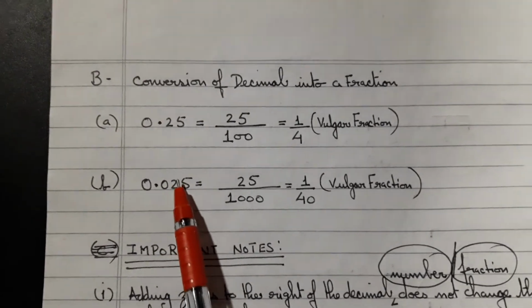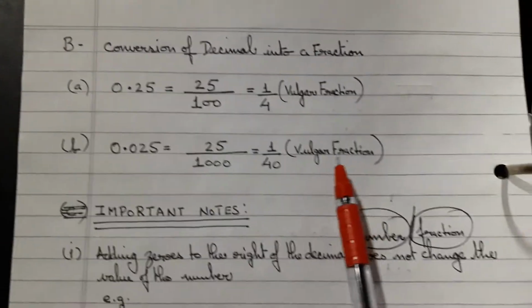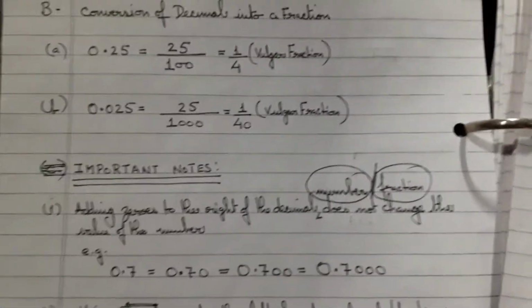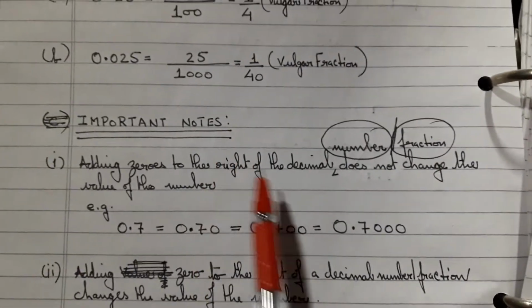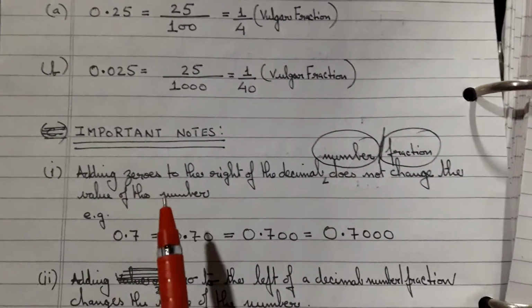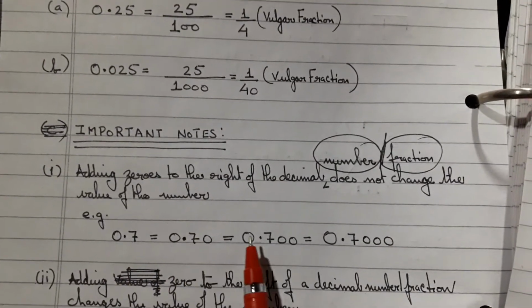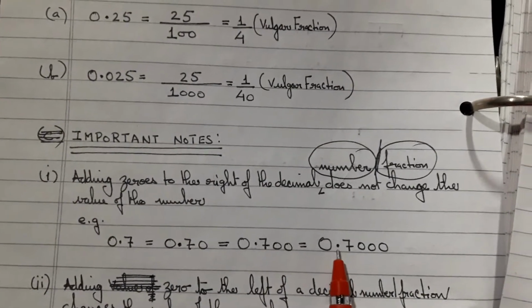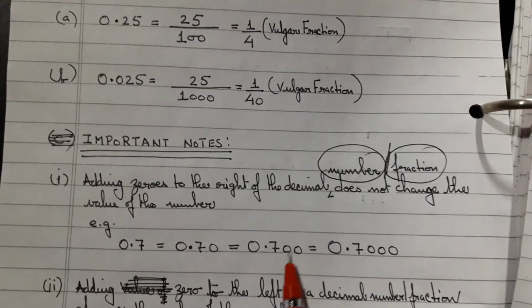0.025, see how many places: 1, 2, 3, so 25 over 1000, which is 1 by 40, the vulgar fraction. Now some very important things for you to note. Adding zeros to the right of the decimal fraction does not change the value of the number. As I told you earlier, 0.7 is the same as 0.70 or 0.700 or 0.7000. So these zeros have no value.